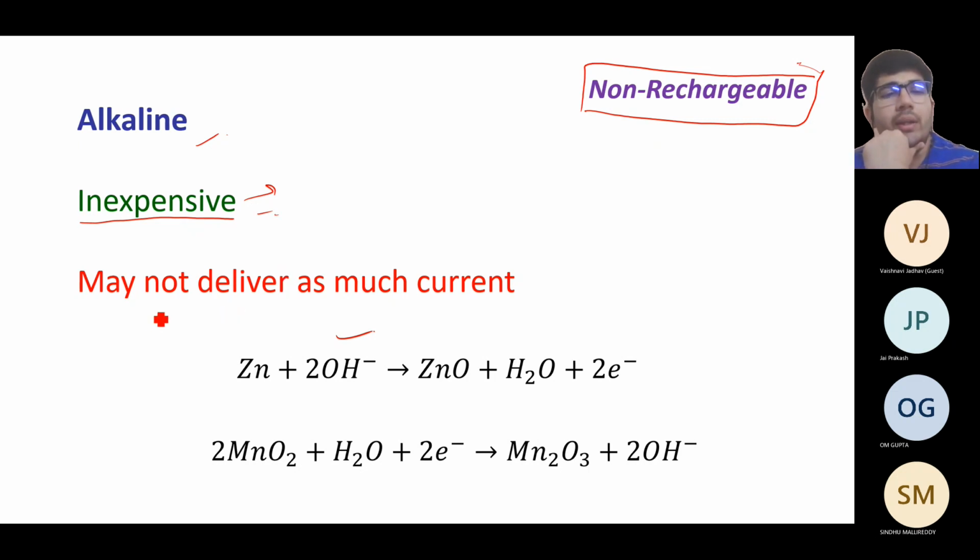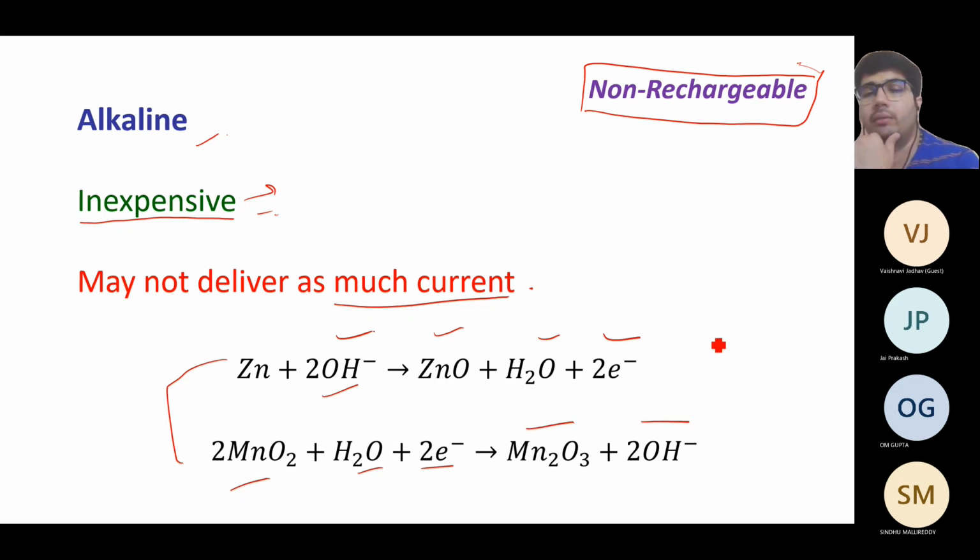But the drawback is that they may not deliver as much current. So current density is very low. The reactions are: zinc reacting with hydroxyl ions, converting to zinc oxide with H2O plus 2 electrons. Then MnO2 reacts with H2O plus 2 electrons, converting into Mn2O3 and 2OH minus ions. So these are the reactions.